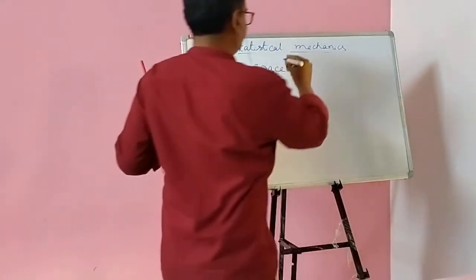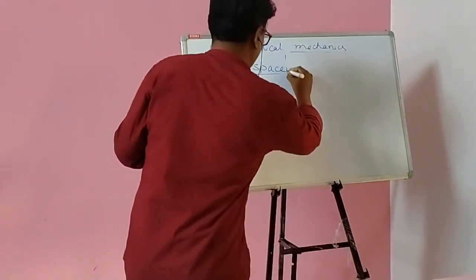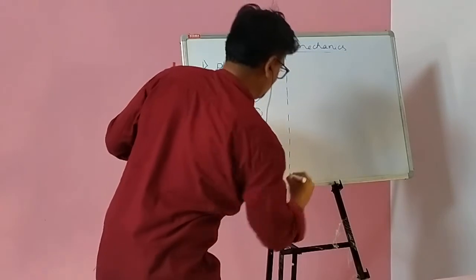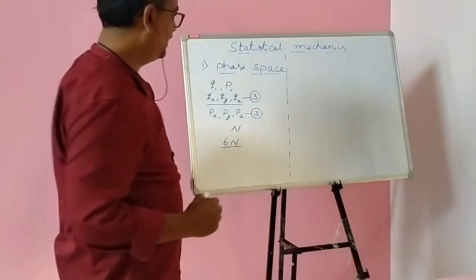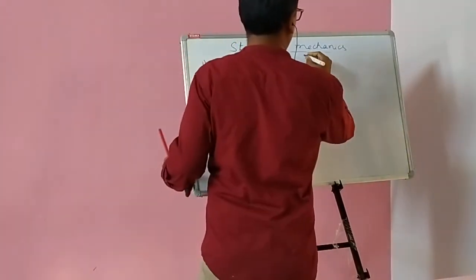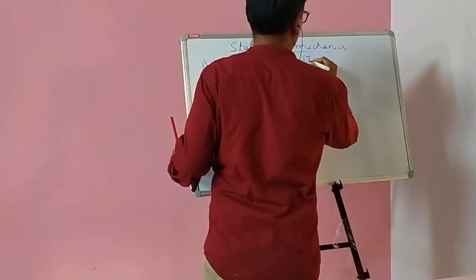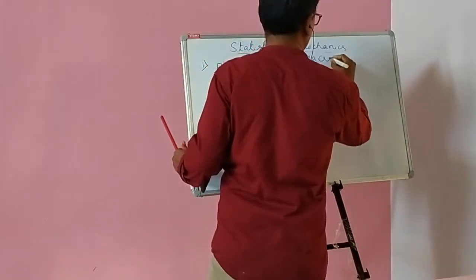All right. One basic definition is over. You now know what phase space is. Now let me tell you what a microstate is.